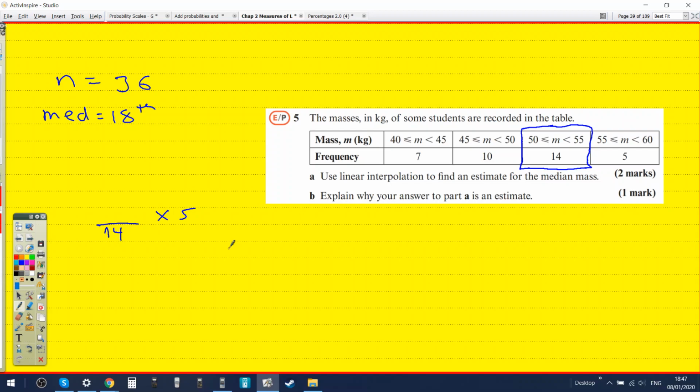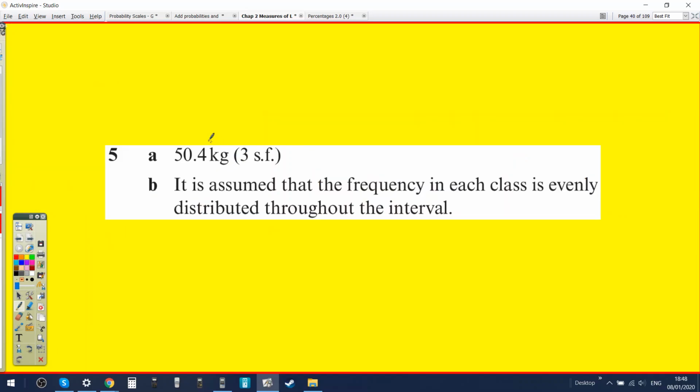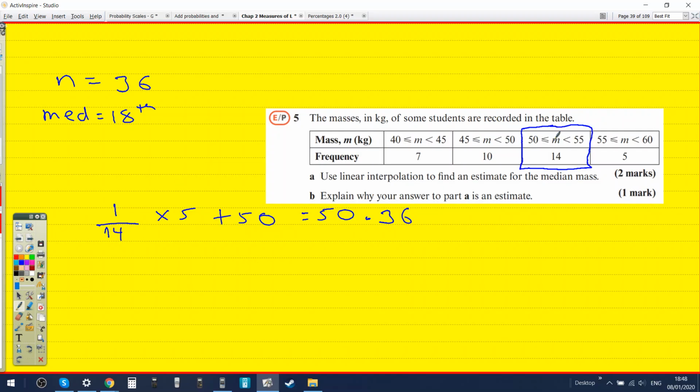7. How do you get 7? Oh, one person in. Yeah. And so that's what you're doing. And that gives you 0.36. And so is that the median? No, you do add 50. And what do you get? 50.36. That's it. So it's basically, yes, person 18 is 1/14th of the way into this class width of 5, and it starts from 50. And so it's 50 plus 1/14th of these 5 kilos.